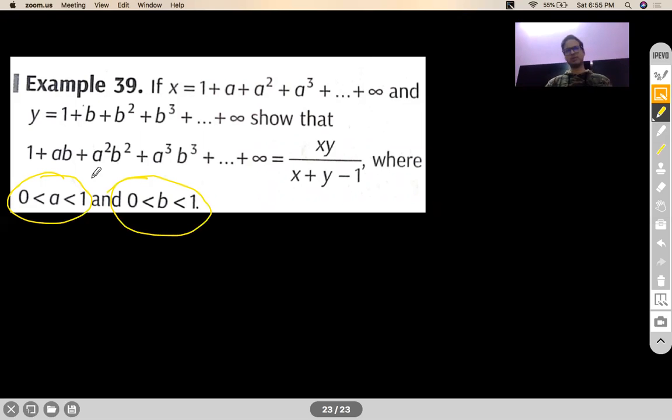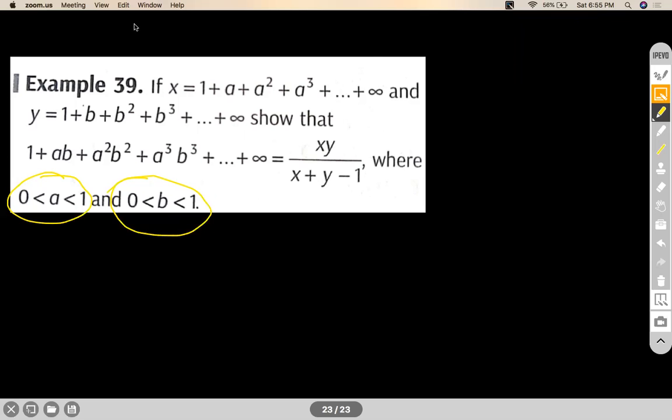So we have to prove 1 plus ab a square b cube etc. till infinity is given by xy by x plus y minus 1. Let's do this. It's a very simple question. I don't think more than 2 minutes is required for this. Just reply with done on the chat box.